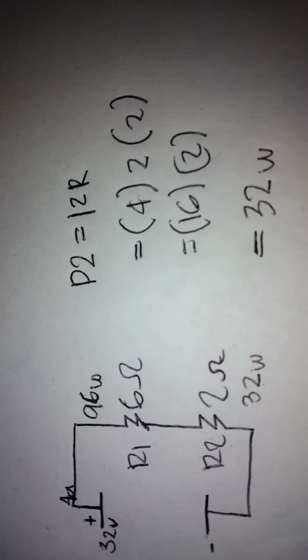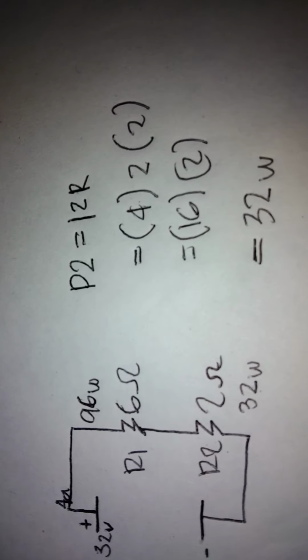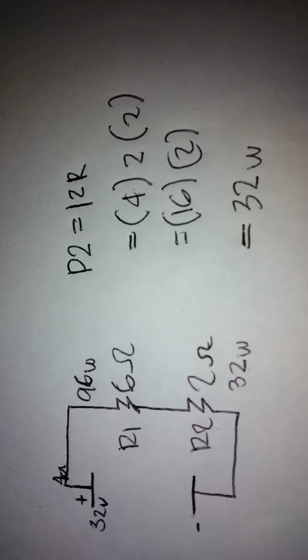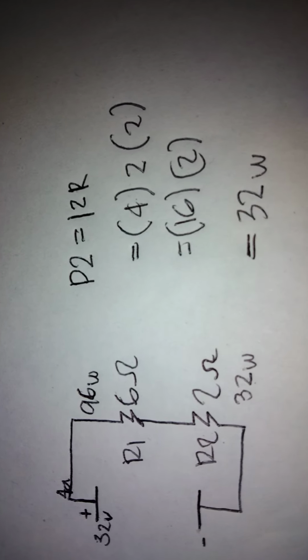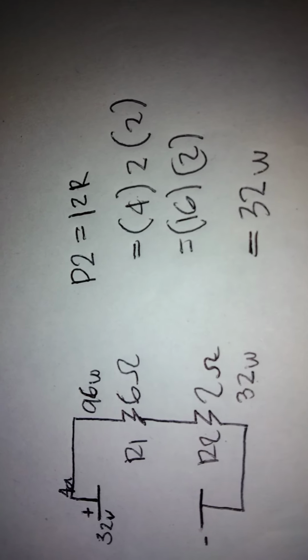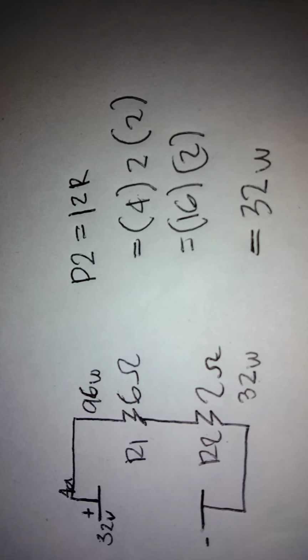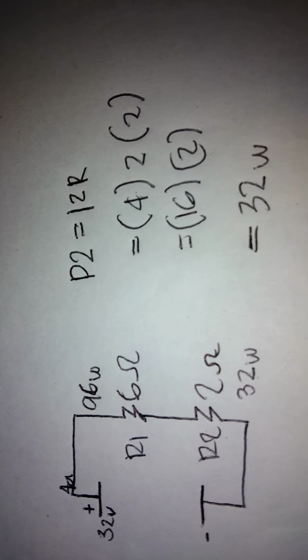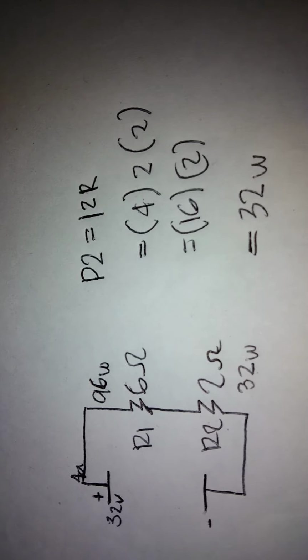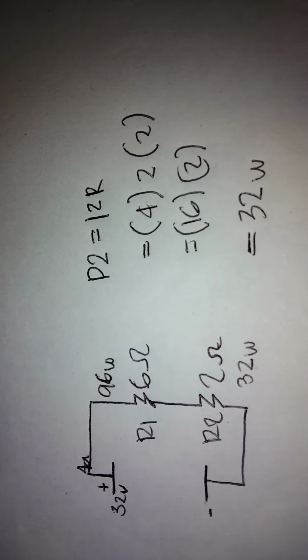So P2 is equal to I squared times R. So we have 4 amps multiplied by itself, which is 16. We have here 16 times 2. So we have 32 watts.